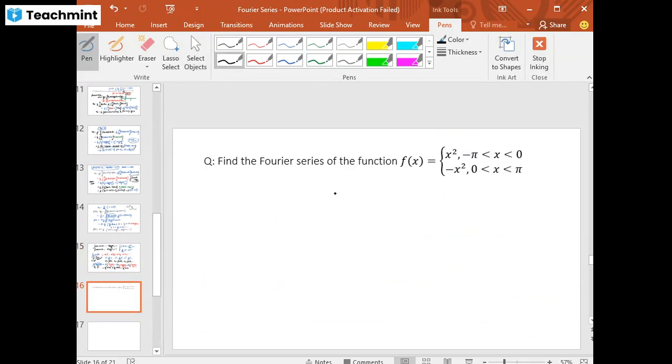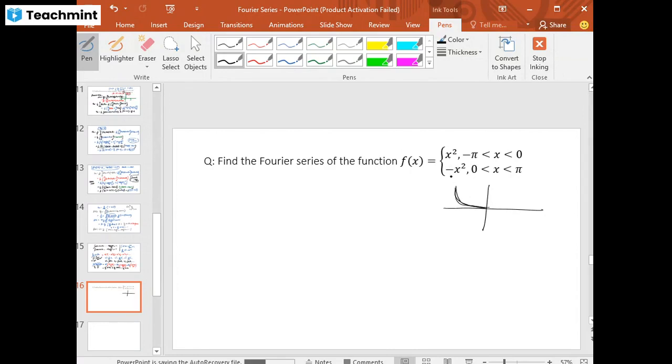Okay, so now let us look at this function. Your function is x square in the interval minus pi to 0, and your function is minus x square in the interval 0 to pi. So if you just look at this function, what kind of function is this? f of x equal to x square is a parabola basically. In the interval minus pi to 0, it is an upward parabola, right? So this is the kind of graph it is.